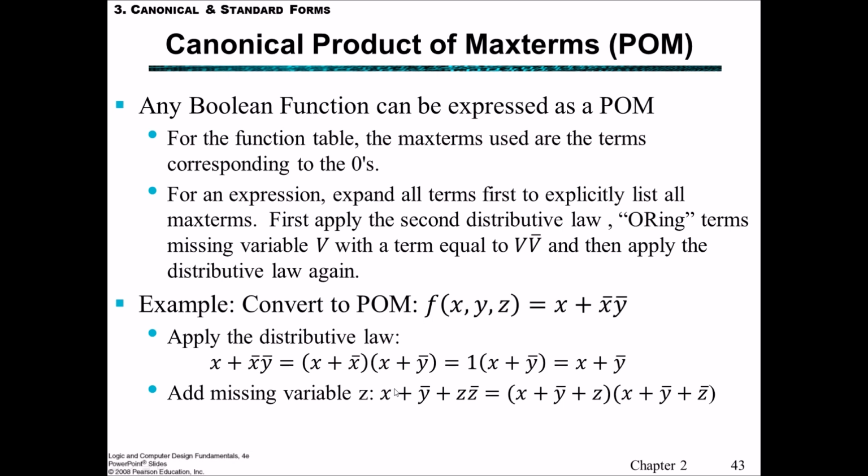And then we run the distributive law again. We can break this up. The function equals Maxterm 0, 1, 0, Maxterm 2, and 0, 1, 1, Maxterm 3. And so that's the correct answer, which is good.